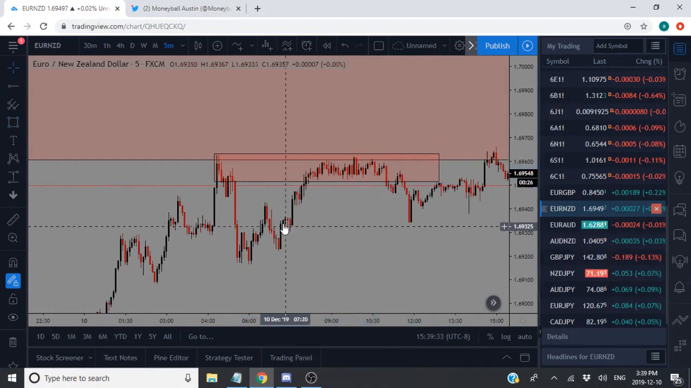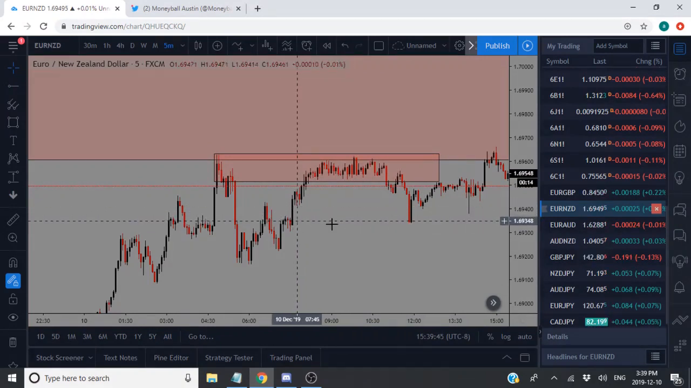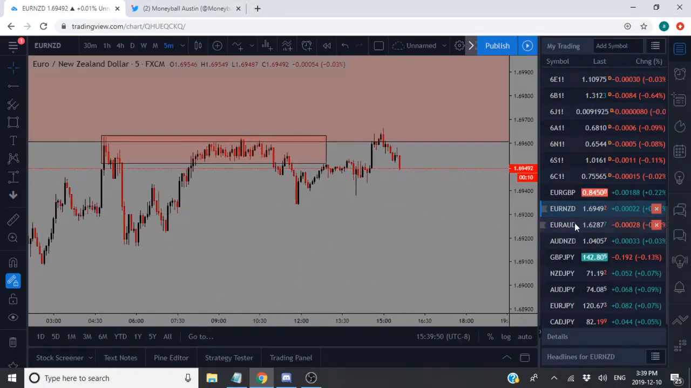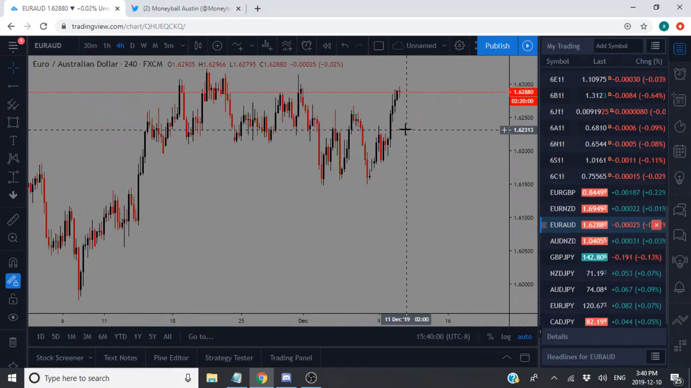I pulled the order once we started getting this basing here. I thought, hey, we're starting to base for a couple candles. If this leg out, it's not giving me a good risk reward. So I pulled my trade. And that's exactly where prices rallied up from anyway. So that's good. Euro Aussie. I don't see anything on the daily time frame. This is all ugly. 4-hour.